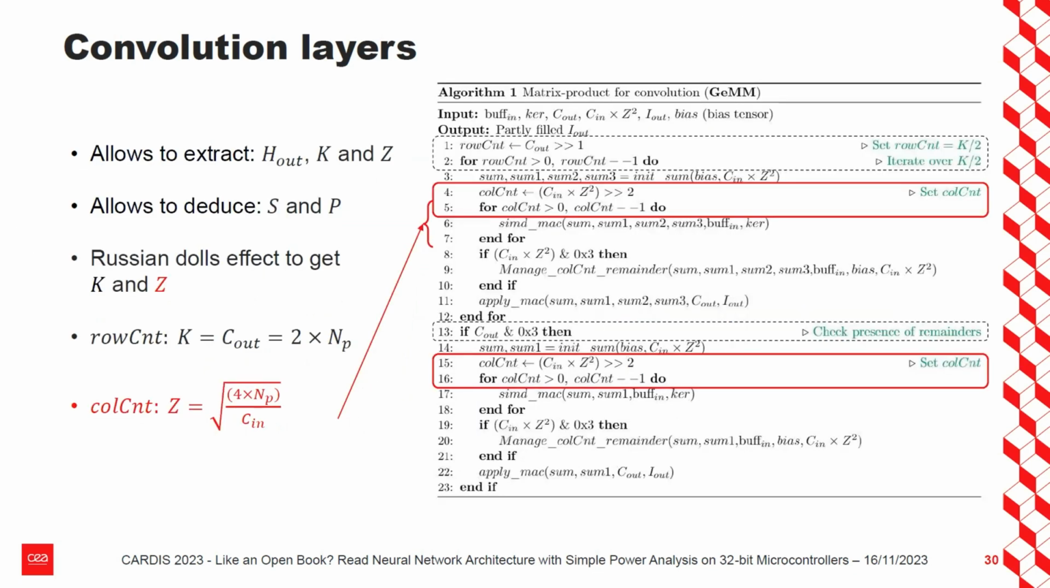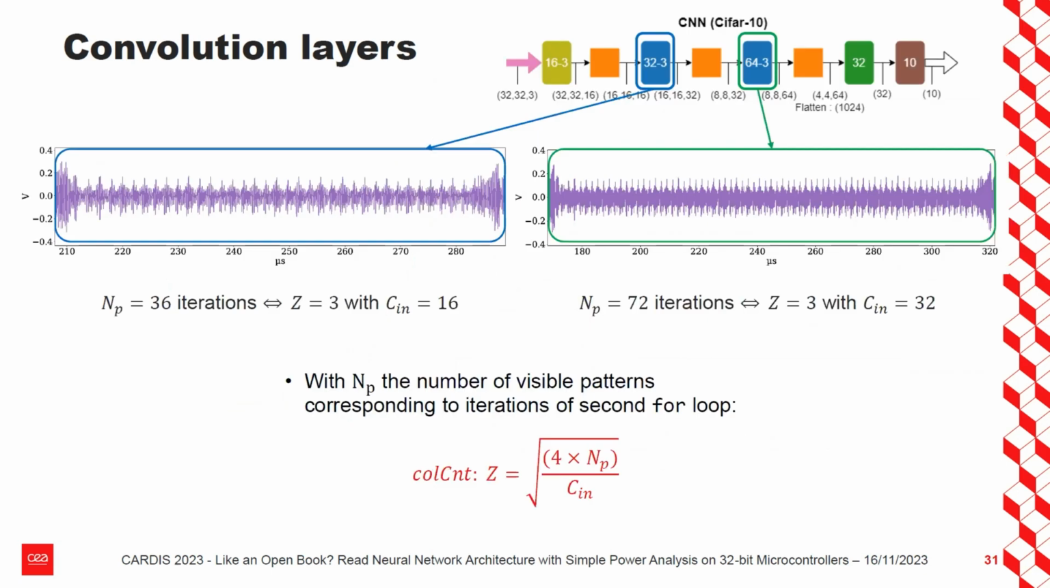And we continue to repeat the Rochandol effect by going one stage deeper in order to recover the Z value, which is the size of the kernel. So as before, there is a for loop iterating over a variable defined based on the Z value. So meaning that by counting the number of iterations of the pattern that you can see here, with the knowledge of the number of channels of the input tensor, an attacker is able to recover the Z value.